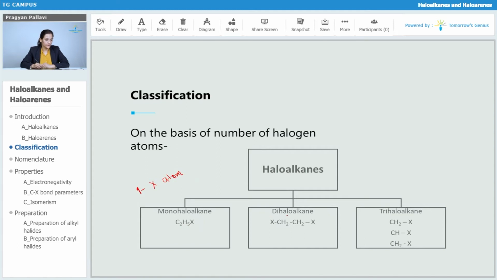monohaloethane. And in the dihaloalkane, we will have two halogen atoms, this and this. So this will be known as dihaloethane. And in trihaloalkane, we will have three halogen atoms.